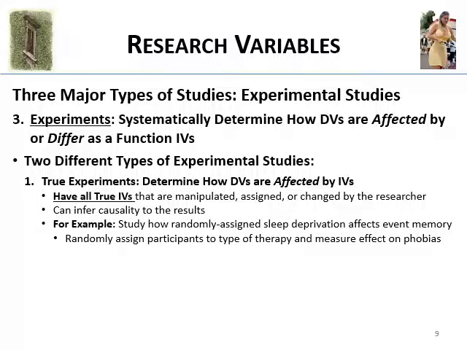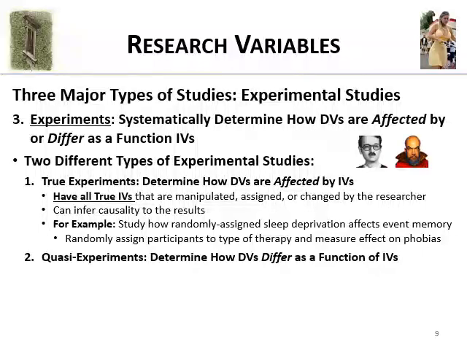You can randomly assign them to a type of therapy and measure its effect on phobia. Some folks get the normal treatment, some get the experimental treatment, and if you get a difference, you would assume it's due to the therapy. It's caused by the type of therapy.